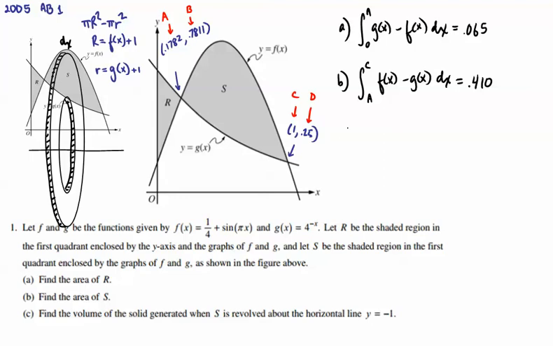So part C, we bring out the pi, and again this time we're going to go from a to c, and we need capital R squared, which would be f of x plus 1 squared minus g of x plus 1 squared dx. And all we'll need to do now then is to use the calculator to find those values. And I'll bring up the graphing calculator here.